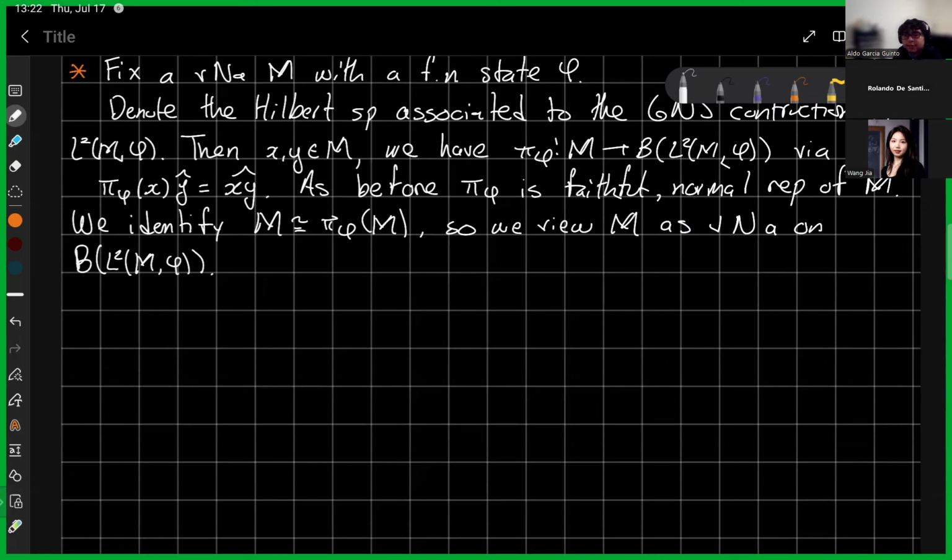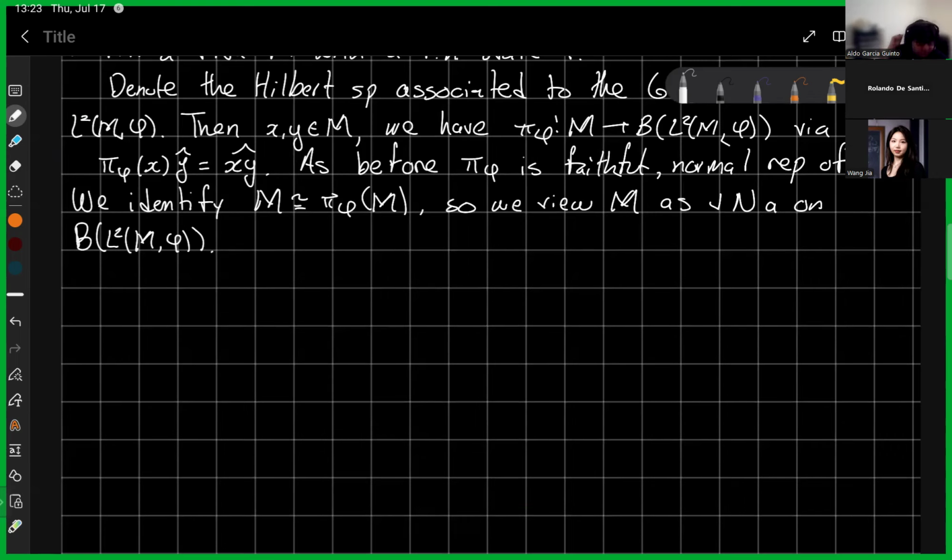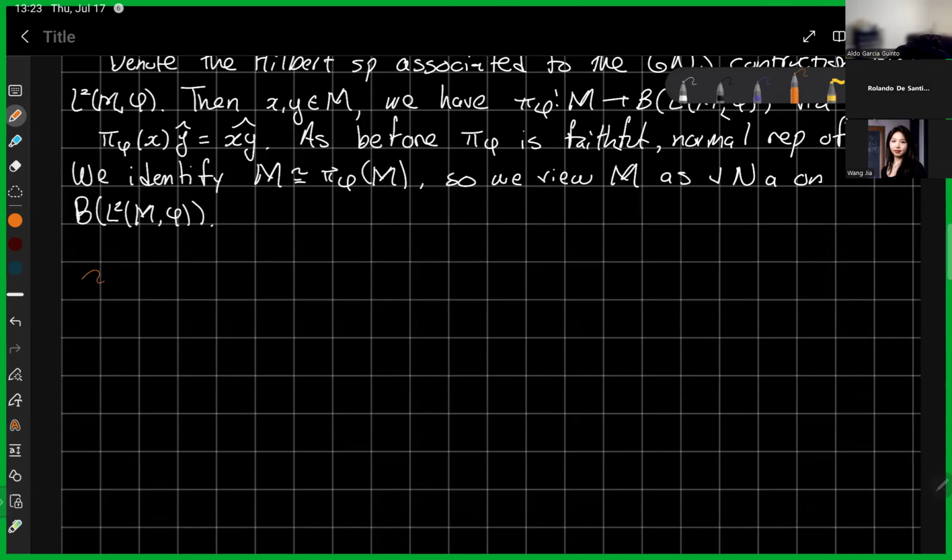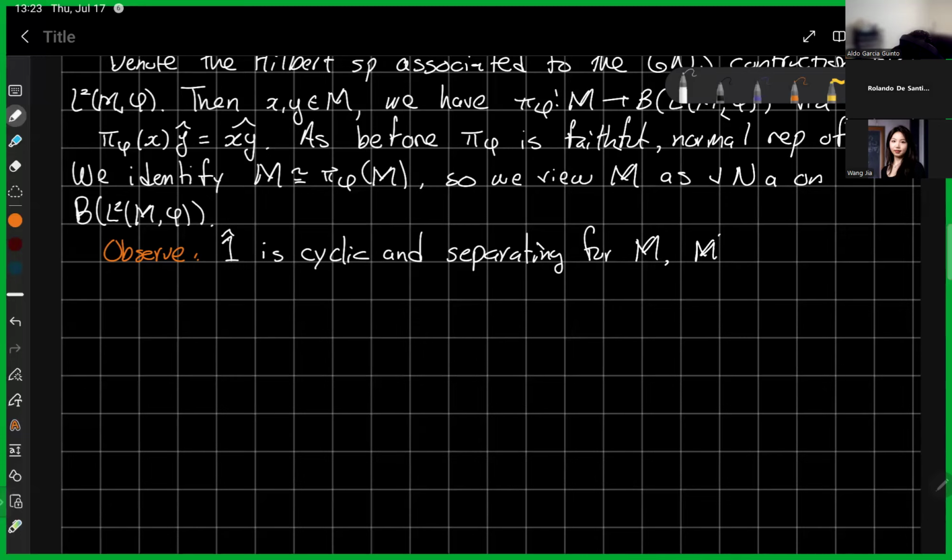Okay, so the biggest difference that comes up for us is that one of the main tools that we used for the standard form was this J operator. So before that, I want to comment on one more observation here. Note that one hat is cyclic and separating for M, as well as the commutant.